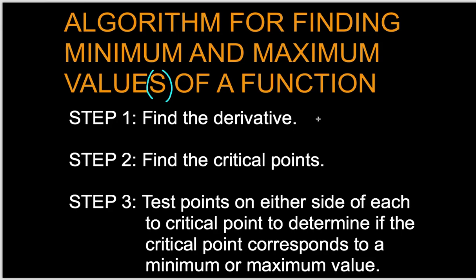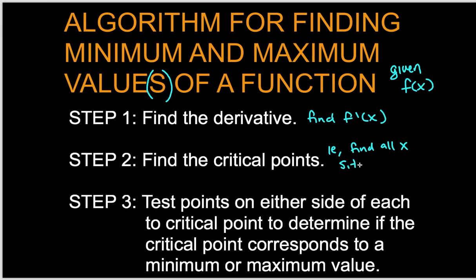Step 1, you have to find the derivative. So if you're given f of x, the first step is to find the derivative, so find f prime of x. The second step is to find the critical points, i.e., find all x such that f prime of x is equal to 0. And you know those values are the mins or the max values.